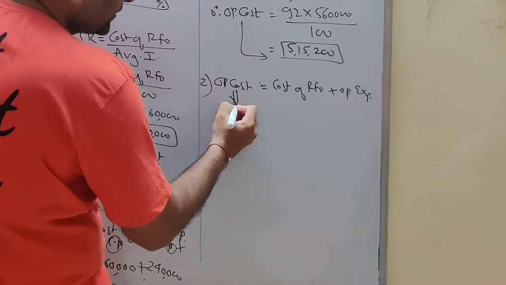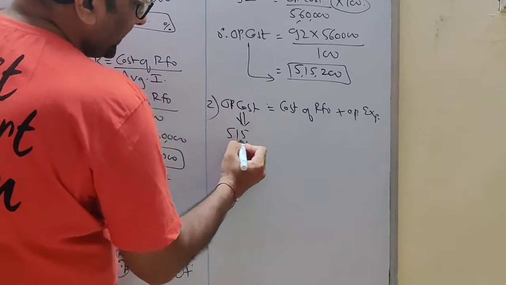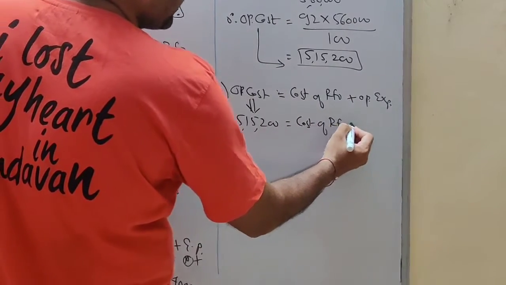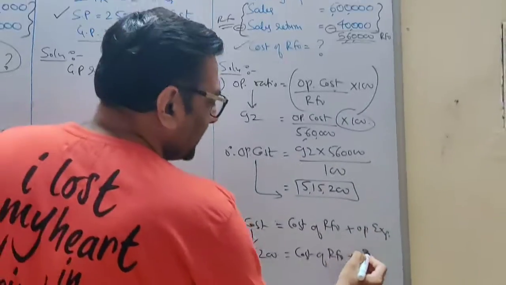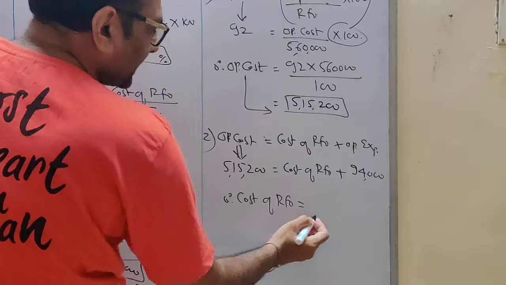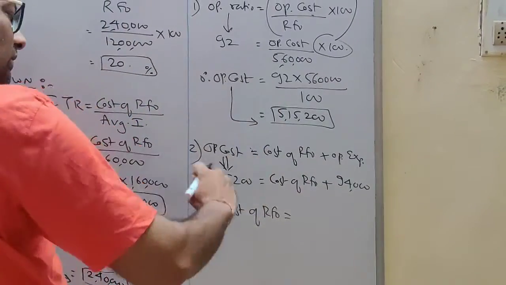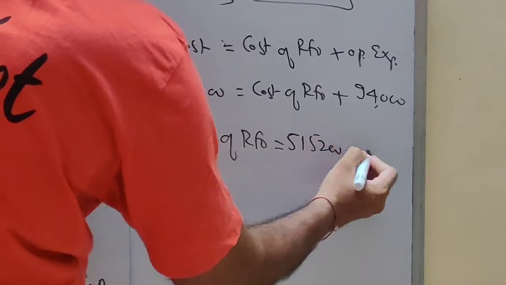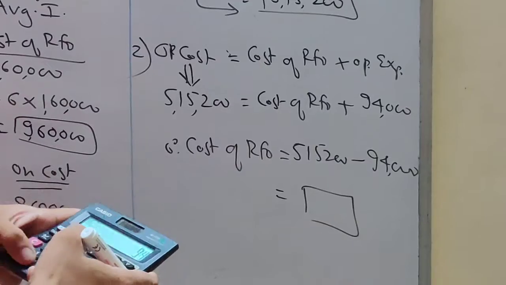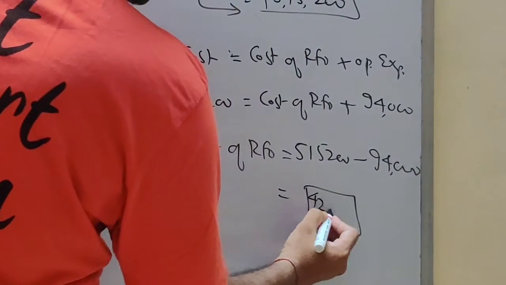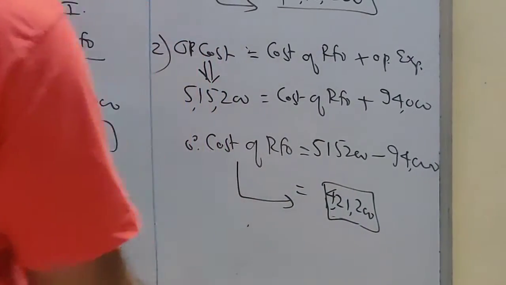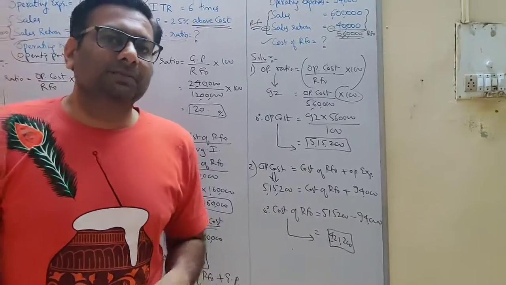Now, operating cost you just now found. It is 5,15,200. Cost of RFO we don't know, we are finding it, plus operating expenses given 94,000. Therefore, cost of RFO is equal to this, and plus 94,000 on the other side becomes minus. So minus 94,000. So this is your answer. 4,21,200 is your answer. Do practice this sum, students. Thank you.